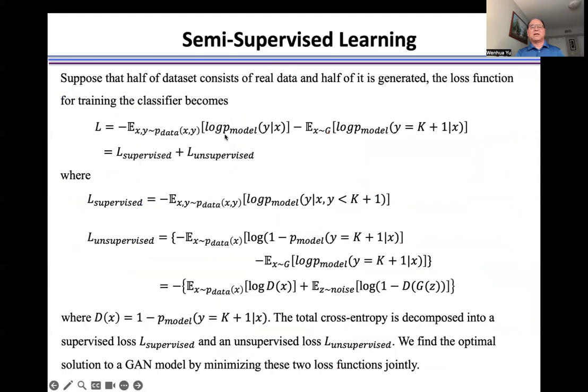Formally, suppose that half of the dataset consists of real data and half of it is generated. The loss function for training the classifier includes two parts: one is the supervised loss, and one is the unsupervised loss. In this way, the total cross entropy is decomposed into the supervised loss and the unsupervised loss. We find the optimal solution to a GAN model by minimizing these two loss functions jointly.